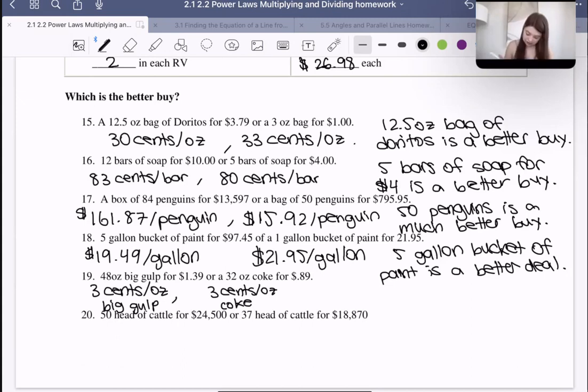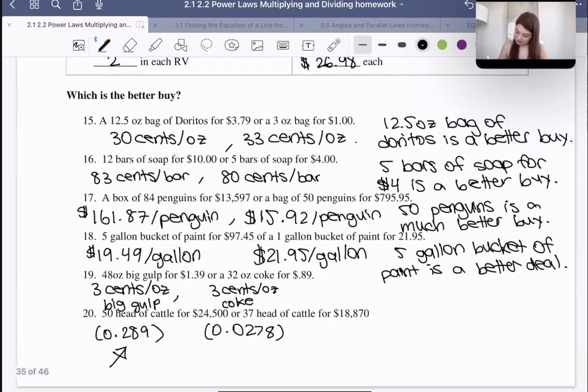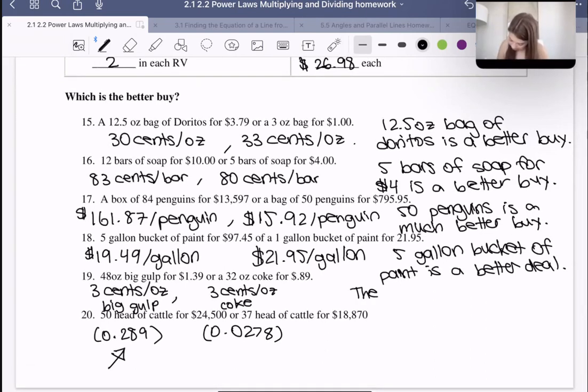Let's write down the full answer. 0.0278 for this one. And then for this other one, it was $1.39 divided by 48. This one was 0.289. So this one is slightly more expensive, it turns out. So the Coke is ever so slightly a better deal. Now, again, when you're spending so little money, it doesn't really matter. But for the sake of this exercise, the Coke is a better deal.